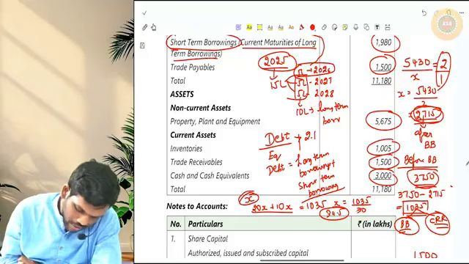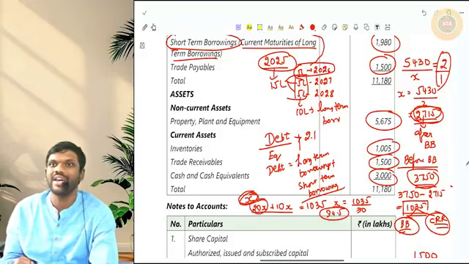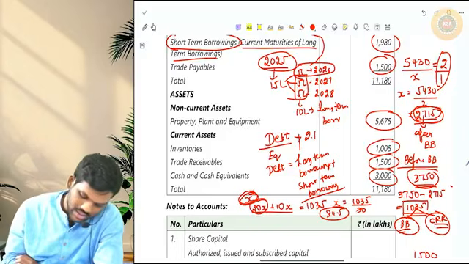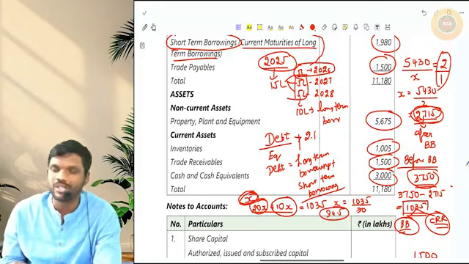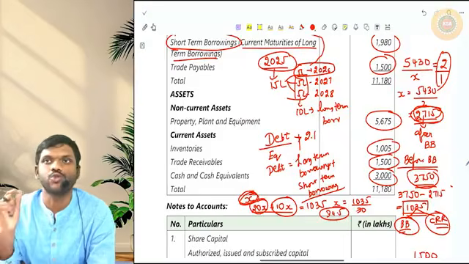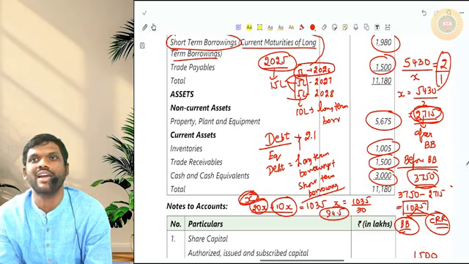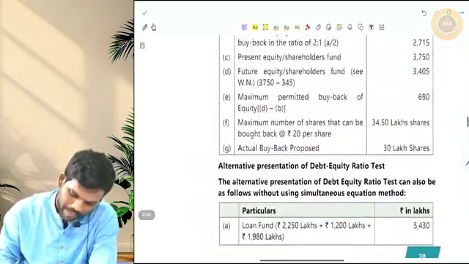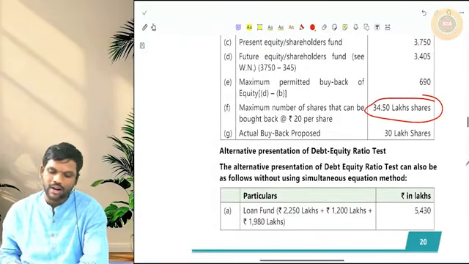Let us assume that the number of shares is X. For each share I will pay 20, so it will be 20x, and I should create a CRR to the extent of face value of shares. So this is 10x. So 20x plus 10x, this 30x should be equal to 1035. So x will be equal to 34.5 lakhs. So as per debt equity test, the maximum number of shares that I can buy back is 34.5 lakhs.